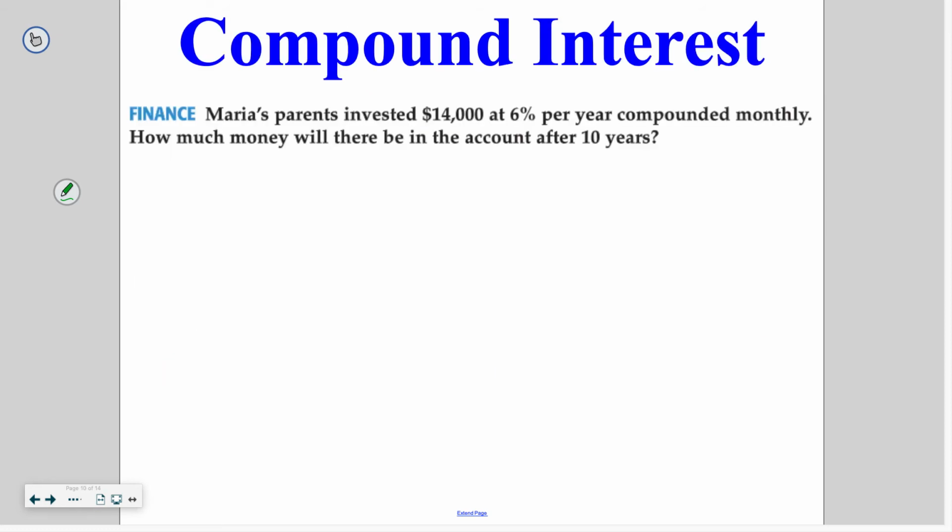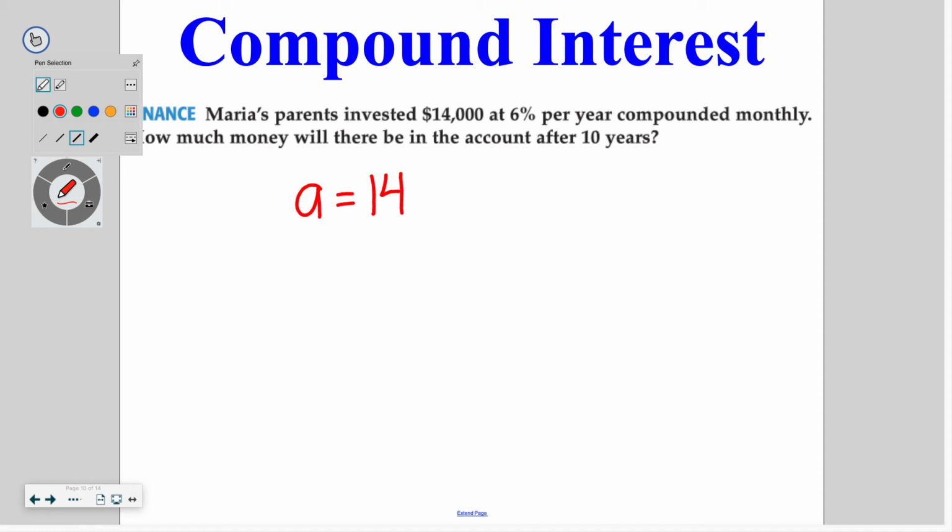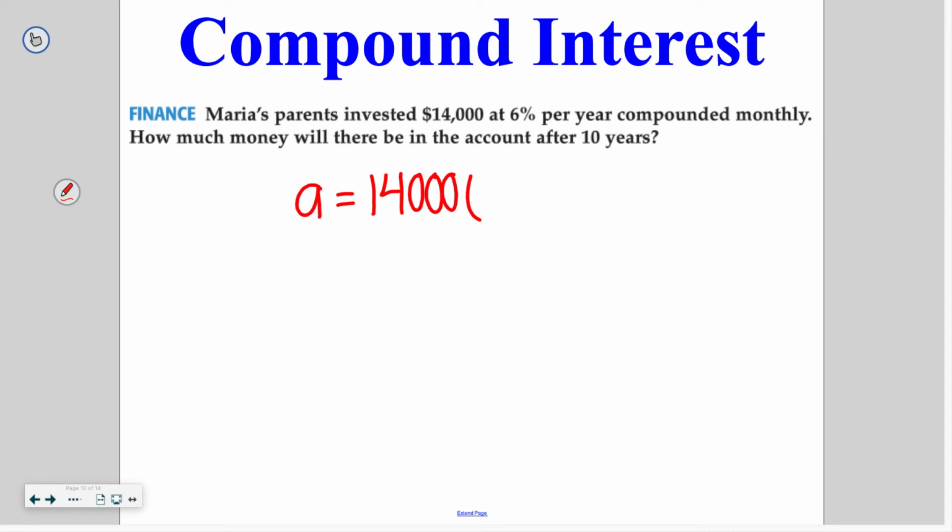So, for example, Maria's parents invested $14,000 at 6% per year, compounded monthly. How much money will there be in the account after 10 years? So, we're going to set this up and say that A, our amount, is equal to our principal, which is $14,000, times 1 plus our interest rate, which is 0.06 as a decimal. It is compounded monthly, so that is 12 times. And then our exponent is going to be that 12 times my 10 years.